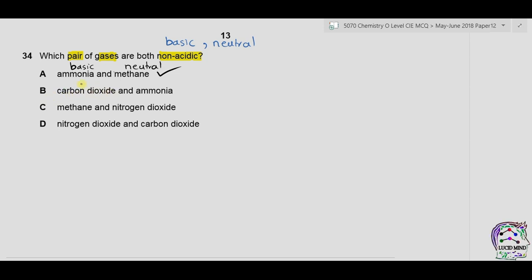B is carbon dioxide, which is acidic. So this is incorrect because both should be non-acidic. In part C, we have methane, which is neutral, and nitrogen dioxide. Again, nitrogen dioxide is acidic, so therefore this is also incorrect. In D, we have nitrogen dioxide and carbon dioxide. Both are acidic in nature, so D is also wrong. The correct answer is therefore A.